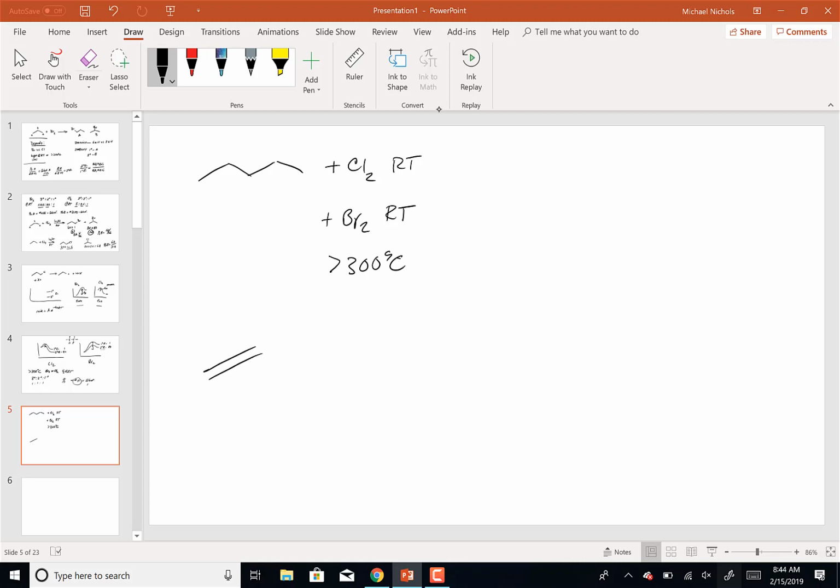So for instance, that hydrogen is called an allylic hydrogen. The allylic position is next to the double bond. That allylic hydrogen will form an allylic radical. What's going to make that allylic radical stable?